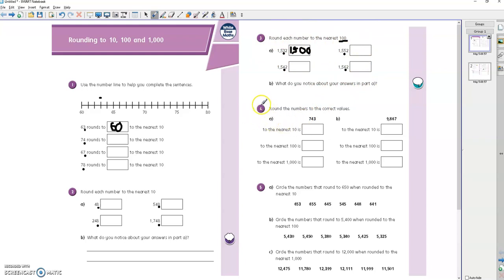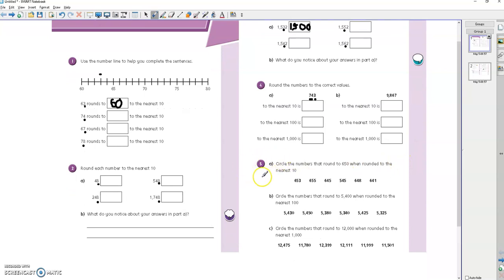In question 4, it says round the numbers to the correct values. So you start off with one number, and then you're asked to round to the nearest 10, to the nearest 100, and to the nearest 1000. So for the first question, you look at the ones number. Do you round up or down? For the next question, look at the tens number and think, which 100 is it closer to? And for the last one, look at the hundreds number and think, what is that closer to? 743, what 1000 is that closest to?